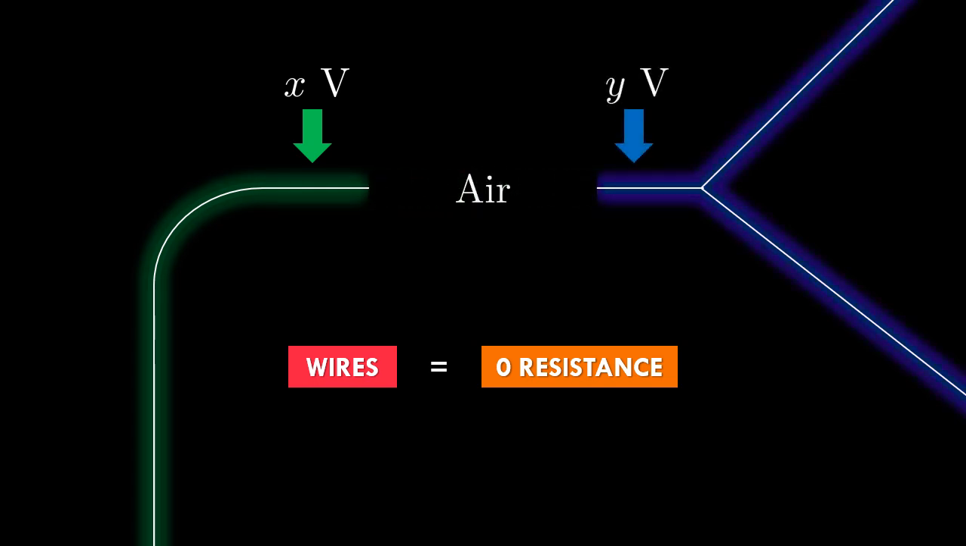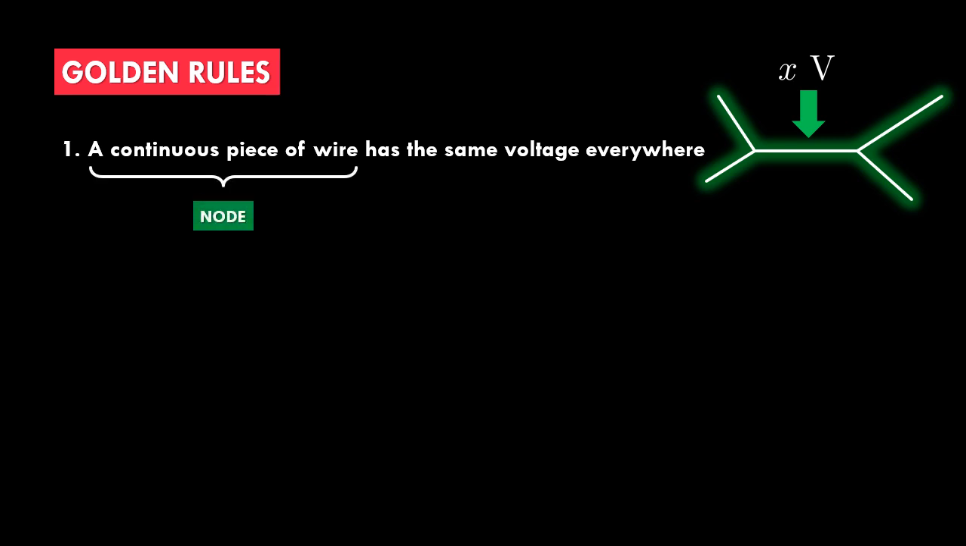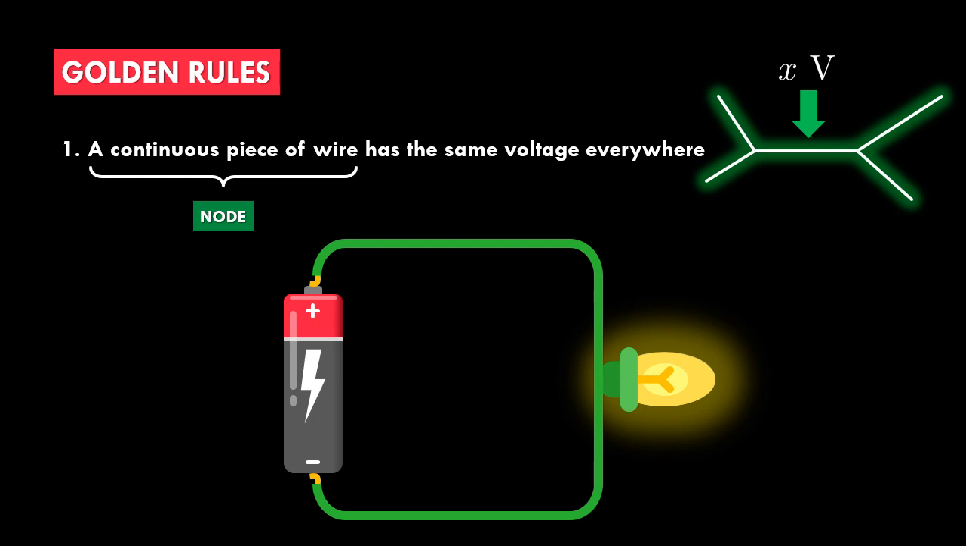Okay, back to the point. So a continuous piece of wire has the same voltage everywhere. This will be our first rule. By the way, we have a name for a continuous piece of wire: node. Let's take a look at our trusty old basic circuit and see if we can identify the nodes.